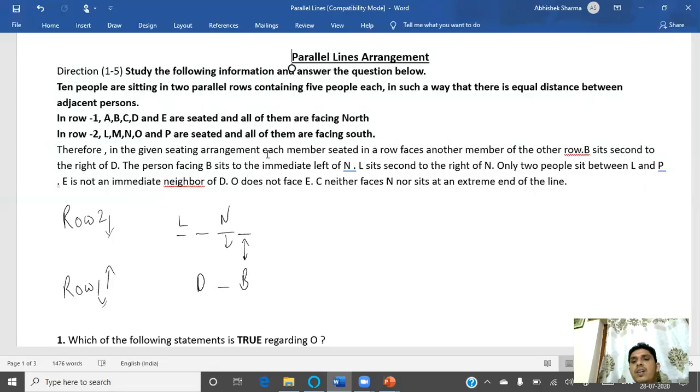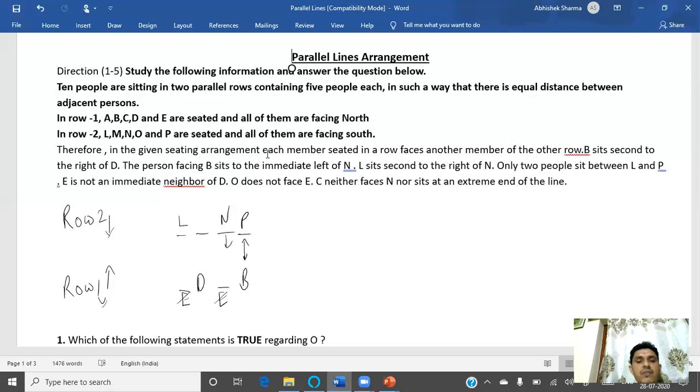Thereafter, only two people sit between L and P. If we place P on the right of L, there will be more people than 5, but we have to make only 5 people seated in one row. So there must be P here, because he is saying that only two people sit between L and P. Right? E is not an immediate neighbor of D. That means E should not be here and E should not be here. In these two positions, E cannot be there.